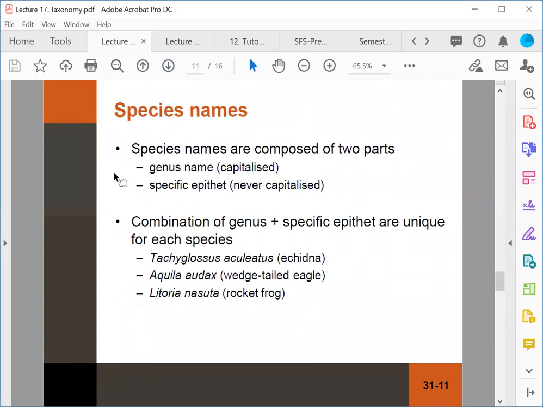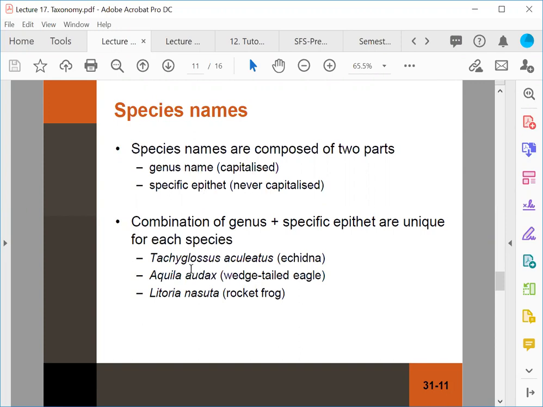So this really simplifies everything in classification. Species names are composed of two parts. Remember the genus name: the first word in the species name is always capitalised. The specific epithet, or the second word in the species name, is never capitalised. And that combination of the genus and specific epithet is unique for every species.